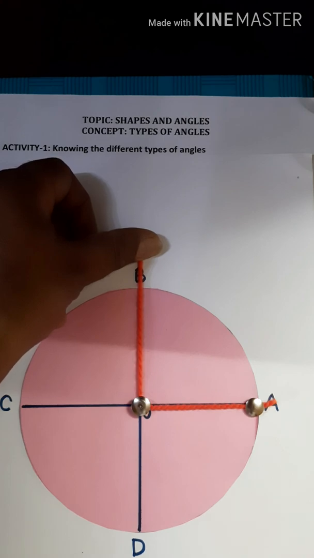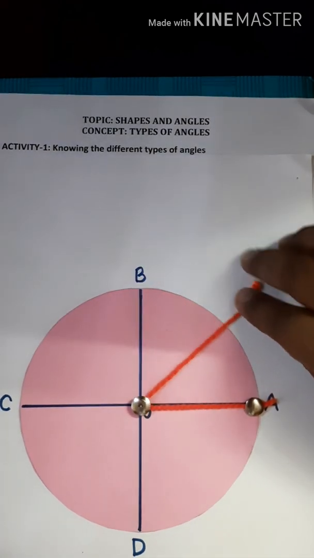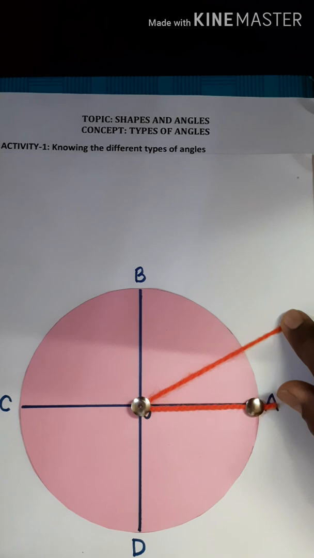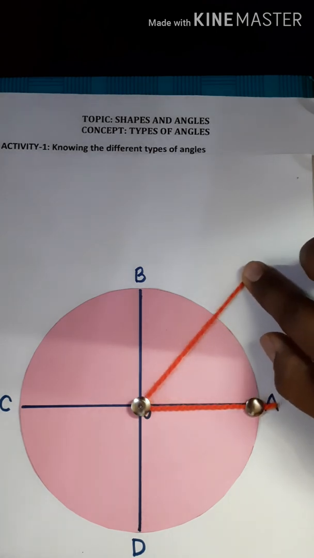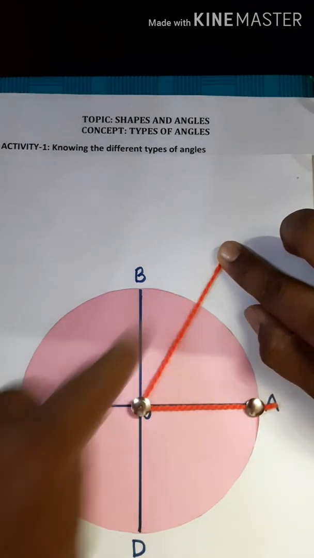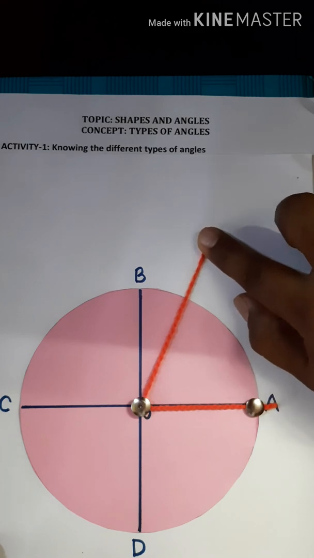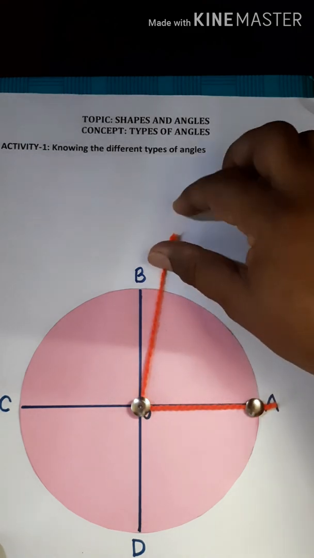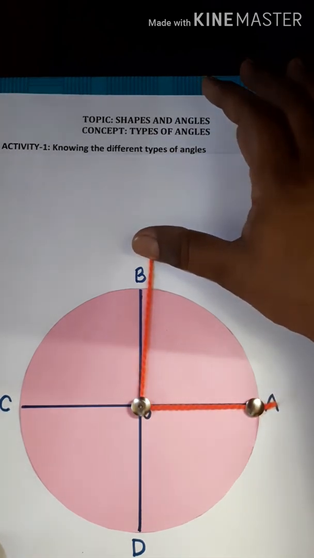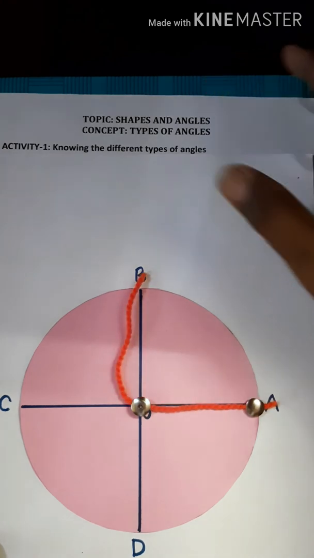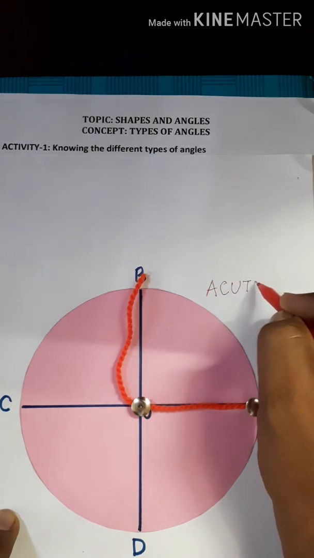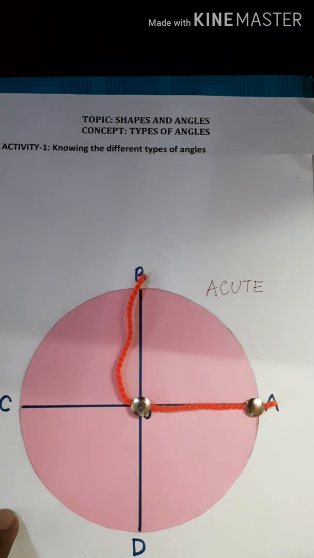Now let us know what is an acute angle. Any angle whose measure is less than 90 degrees. See, from 0 degree, all these angles are less than 90 degrees. So this line is making less than 90 degree. So all these angles from this range to this range are called acute angles. They are spelled A, C, U, T, E. Acute angles.